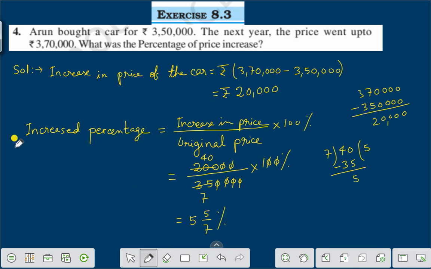Hence, percentage of price increase is 5 whole 5 by 7%.